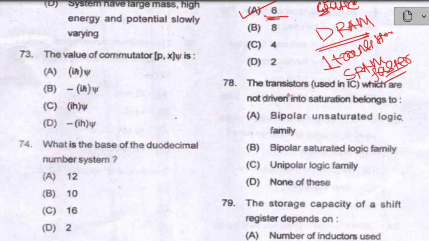Next, 78. The transistors used in ICs which are not driven into saturation belong to the bipolar unsaturated logic family. So A is your correct option.